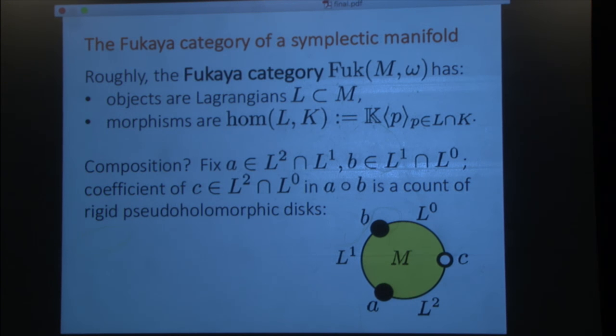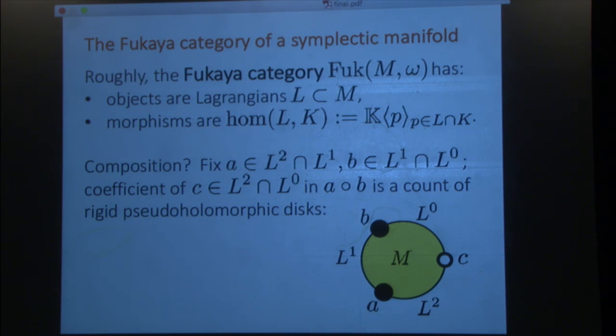And by that I mean a map from a thrice punctured disk like this one here to M with boundary conditions specified by the Lagrangians. And I want the asymptotes as you approach the punctures to be A, B, and C. So this hollow point is going to represent the output puncture from now on.